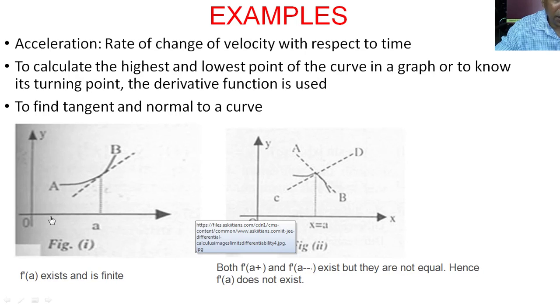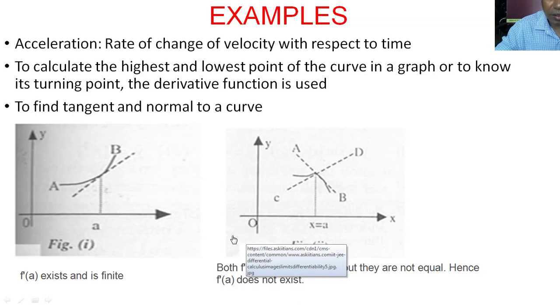That means we can say f dash a exists and it is finite. Whereas in this case, both left hand derivative and right hand derivative exist, but they are not equal. That means f dash x does not exist, because we have already studied that the function is differentiable at a point if the left hand derivative and right hand derivative are equal. In this case, left hand derivative exists and right hand derivative also exists, but they are not equal.